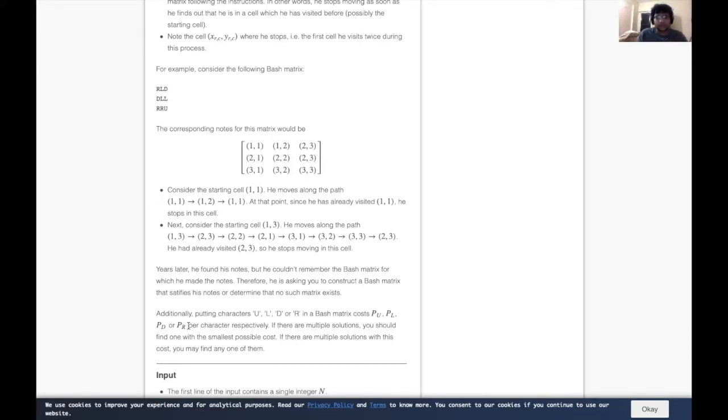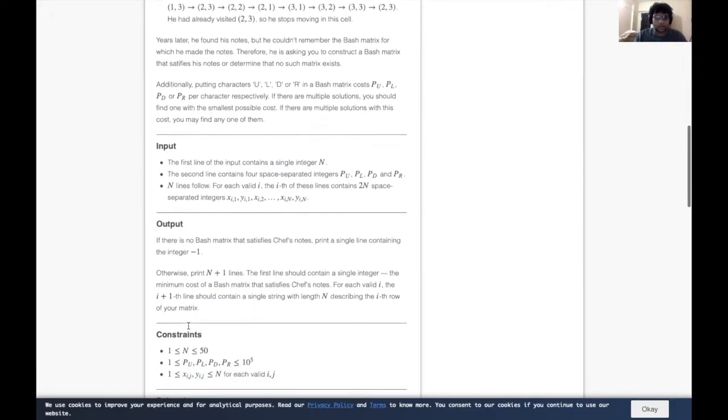That means that for each U, L, D, and R you add in the matrix, the sum of PU multiplied by the amount you add, PL multiplied by the amount you add, PD multiplied by the amount you add, and PR multiplied by the amount you add is minimized. So that's what minimizing the cost means.